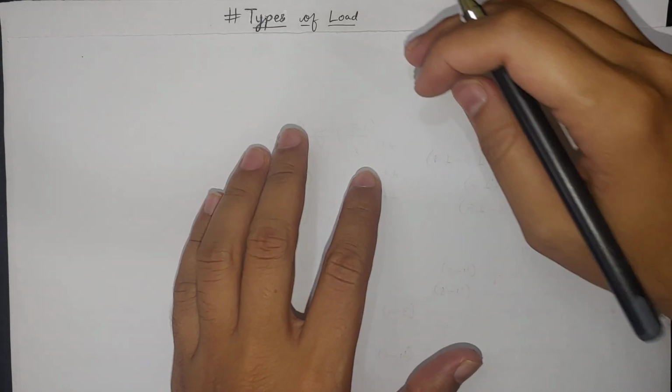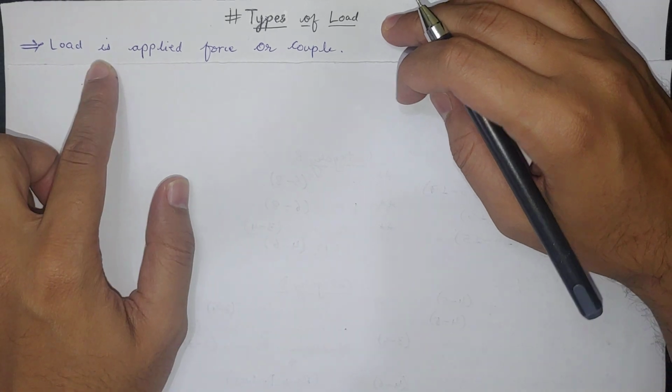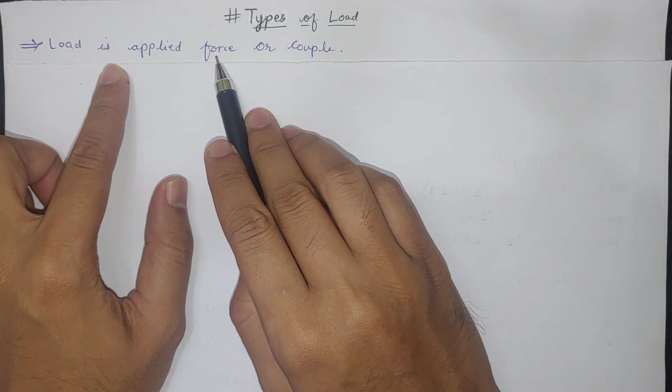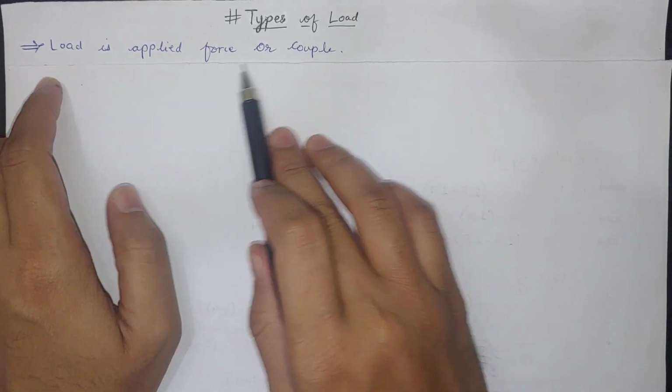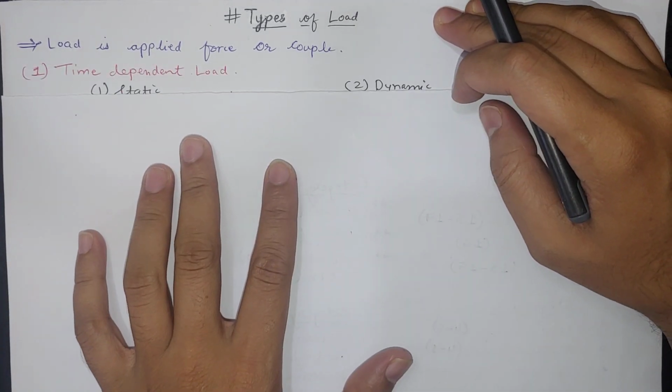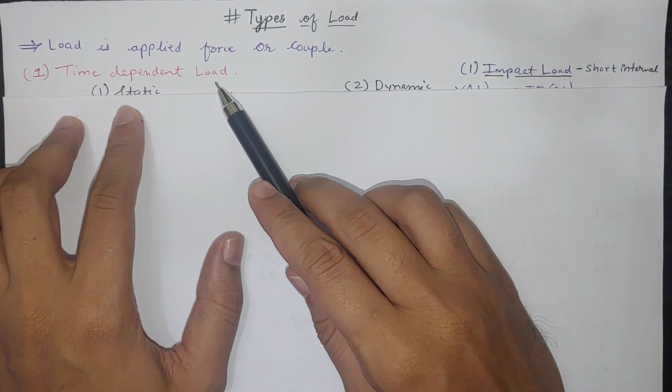In this video we will see different types of loads. So here the load is either an applied force or a couple. If we apply these two on a body, it is called a load. The first category is time dependent load.